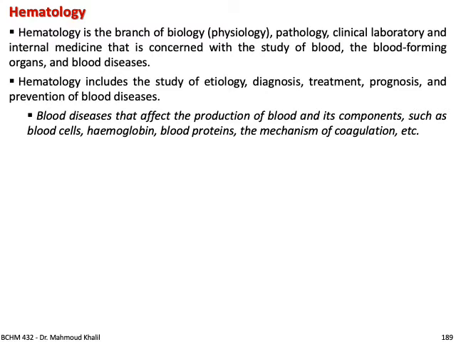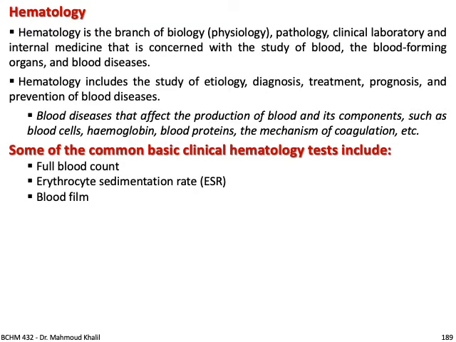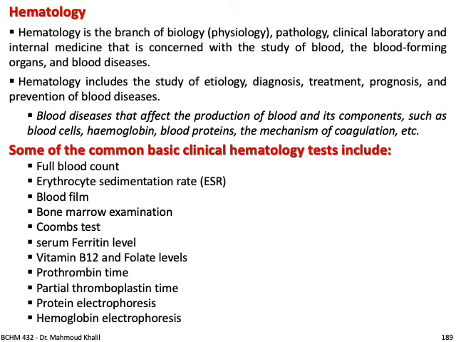Blood diseases affect the production of blood and its components, such as blood cells, hemoglobin, blood proteins, and the mechanism of coagulation. Some of the common basic hematology tests include full blood count, ESR, blood film, bone marrow examination, Coombs tests, serum ferritin level, vitamin B12 and folate levels, prothrombin time, partial thromboplastin time, protein electrophoresis, and hemoglobin electrophoresis.